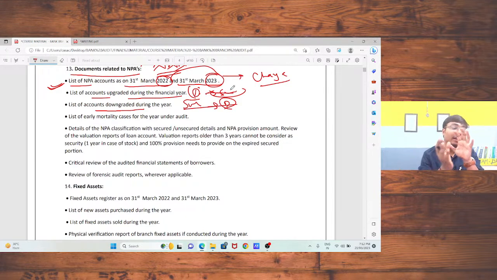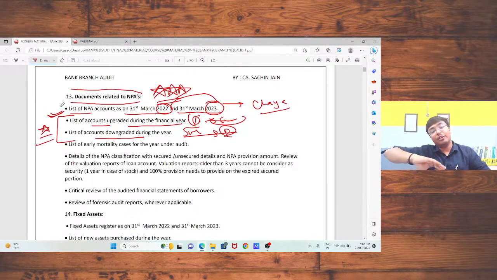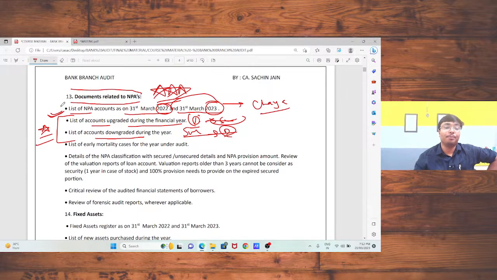So if any account in the earlier year was substandard and now is considered doubtful, in that case you should check that list also, and on what basis that account has been converted from standard to substandard and doubtful to substandard. Okay, so you need to take the list of that also. If that account is already considered as NPA, or if there is any upgradation or downgradation in case of NPA itself, we should take the list of that also.